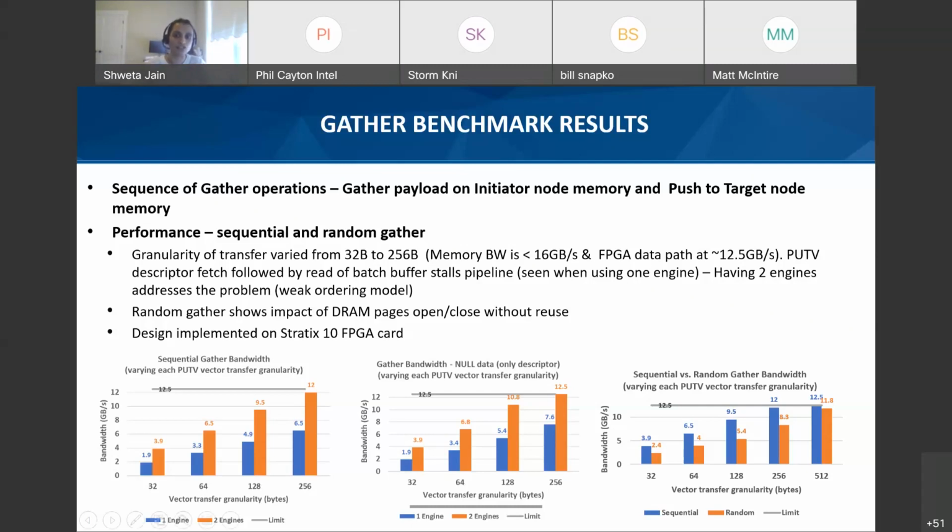Moving on to the last graph, this shows the performance difference between sequentially and randomly placed source buffers in the memory. It shows the performance deterioration when we have the source buffers placed randomly in memory, and it highlights the closing and opening of DRAM rows and the cost associated with that. That's what this particular graph signifies.